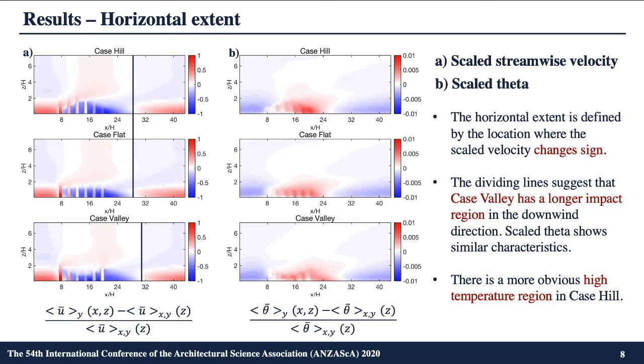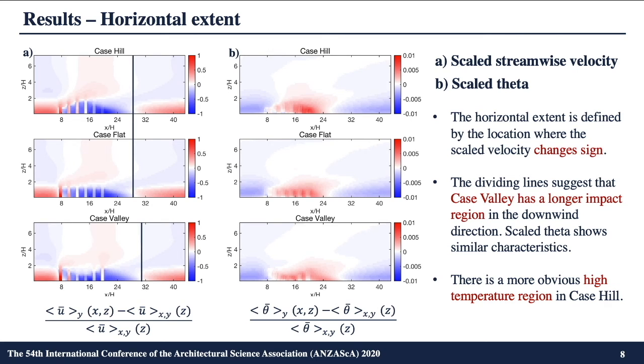Therefore, this is the spanwise average and is a function of x and z, while this is the horizontal average and is only a function of z. And the contour shows the relative velocity deviation. The horizontal extent is determined by the location where the scaled velocity changes sign. And the dividing lines are shown in the figure. Case Flight and Case Hill also have similar performance, while Case Valley has a longer impact region.